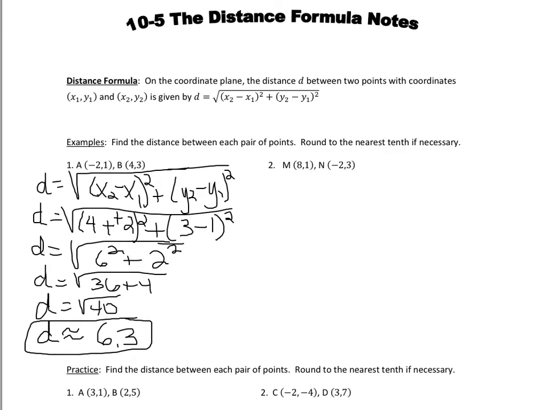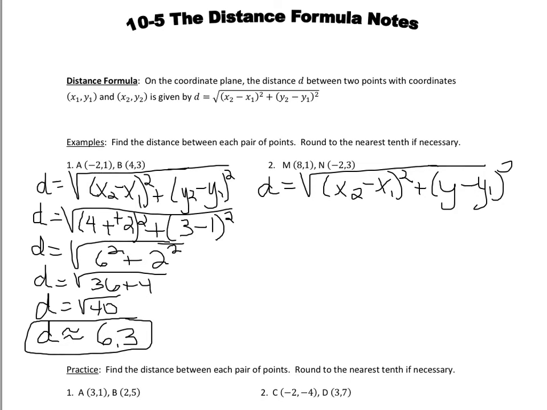Now let's try the next one. M is (8, 1) and N is (-2, 3). So the first thing again you want to do is write down your formula. It's the square root of the second x minus the first x, squared, plus the second y minus the first y, squared. And make sure it's x's together and y's together.